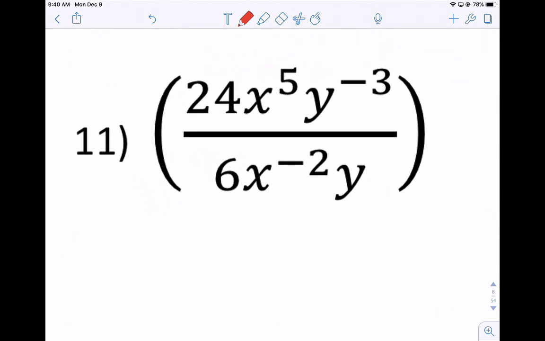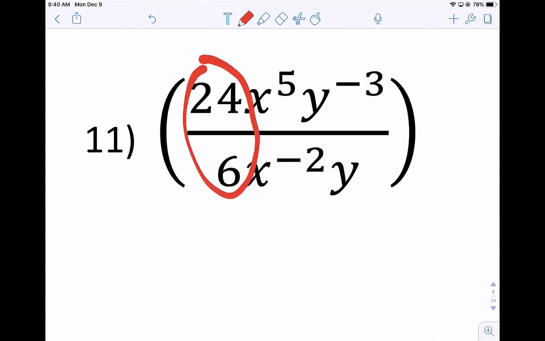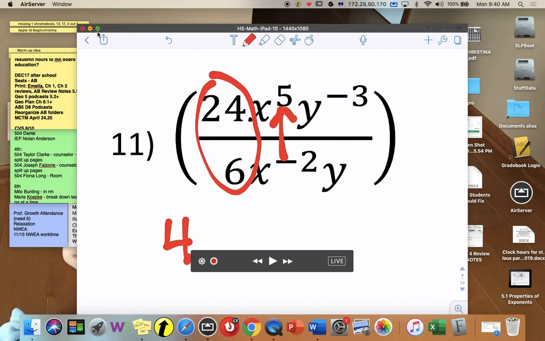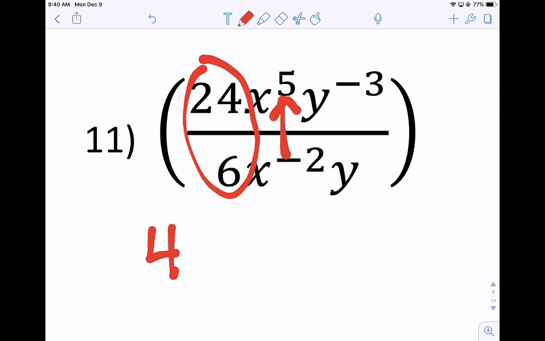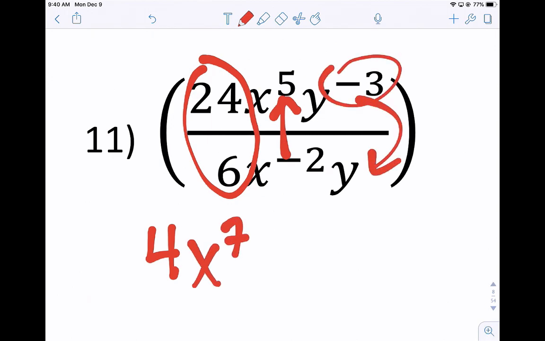Next, let's see the inside. 24 divided by 6 is 4. You have x to the negative 2. I'm going to flip that to the top and add it to here. So we have 5 on top plus 2 more on top. That's x to the 7th. Y to the negative 3, we're going to flip to the bottom, and you'd have 3 y's on the bottom plus another y, so that's y to the 4th.